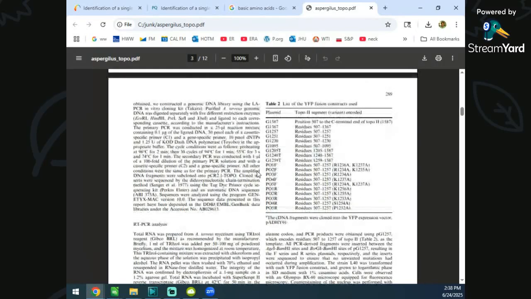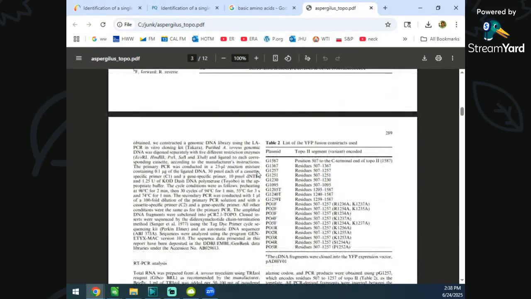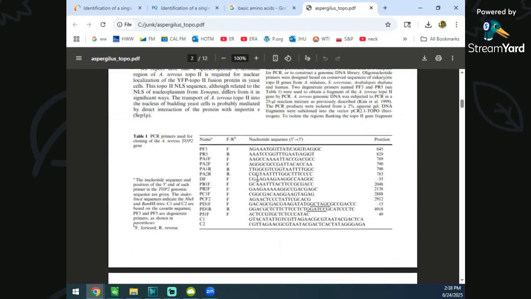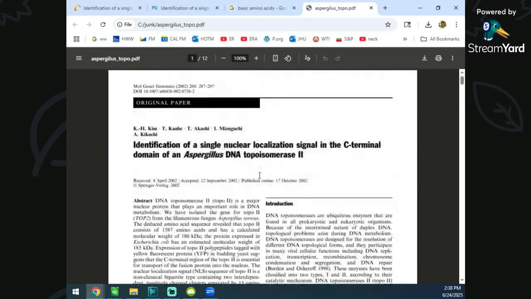So what they're trying to establish is how they established it. Can you tell me what they were trying to do? You can kind of guess from the title. Before they wrote the paper, what was their aim? I think they're just trying to figure out what the nuclear localization signal is in this certain species of fungus. Exactly. That's it. Perfect.